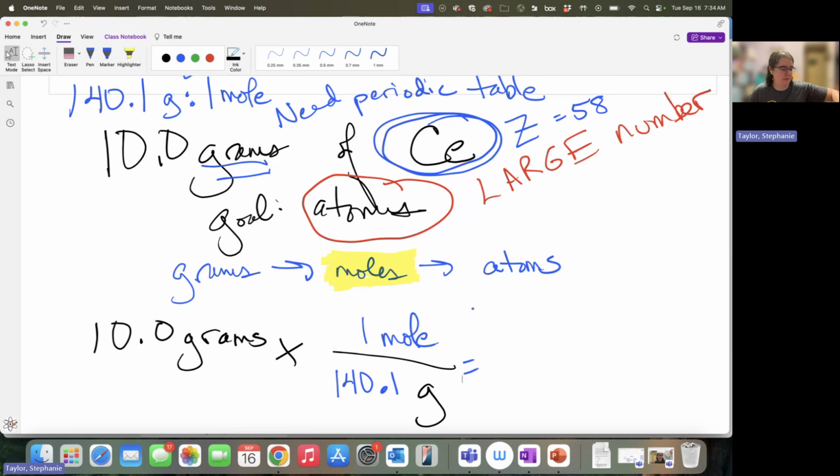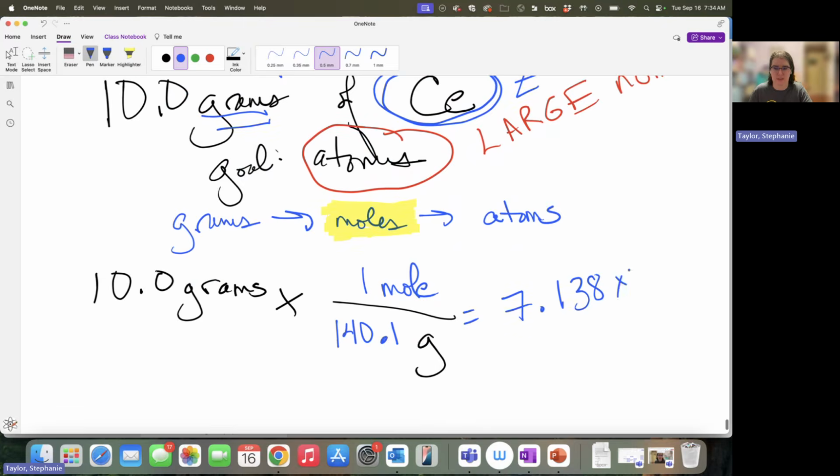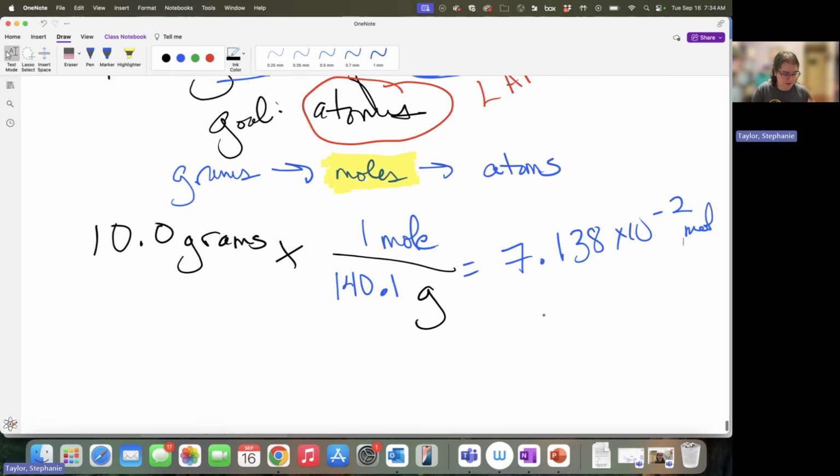Now, the calculator. Divided by 140.1. So this is 7.138 times 10 to the negative 2 moles, or your calculator might have also spit out that this is 0.07138 moles. Same number, same number. Whichever one you got, it doesn't matter.